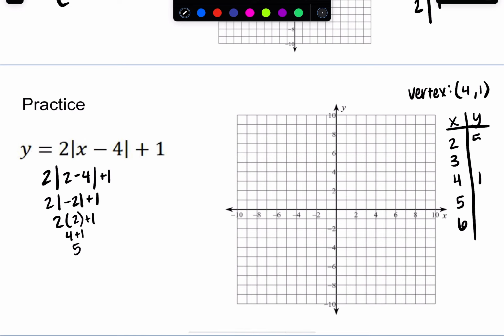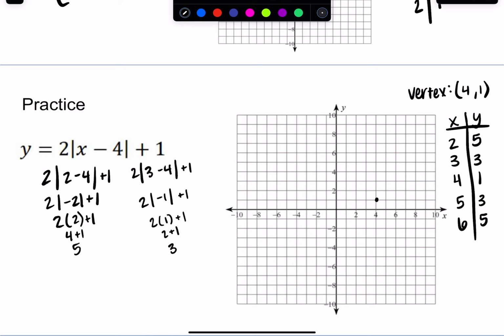Okay, so when x is 2, y is 5. When x is 3, we'll simplify that. Then y is 3, and then we mirror. And we're going to plot our point. So 4, 1, 3, 3, and 5, 3. And then 2, 5, and 6, 5. I'm going to go ahead and keep going this way just to make sure that I go through the right y-intercept.